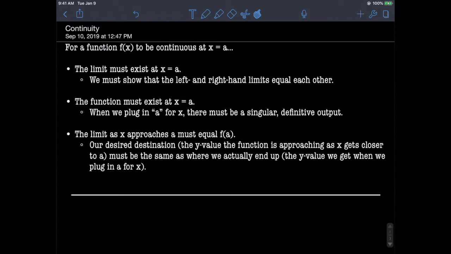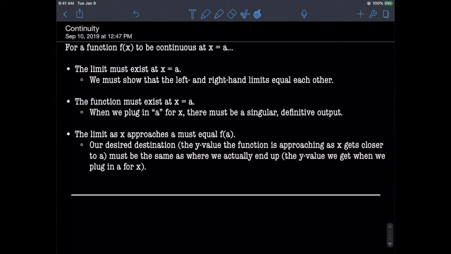Hello! Today we're going to be talking about continuity. In order for a function to be continuous at a particular point, it has to satisfy three conditions. The first one is that the limit must exist at the point you're trying to show it's continuous. And we accomplish this by showing that the left and the right-hand limits are equal.